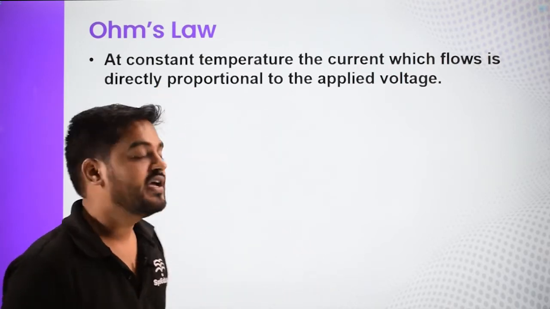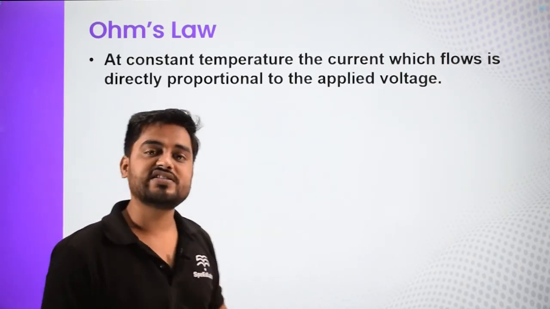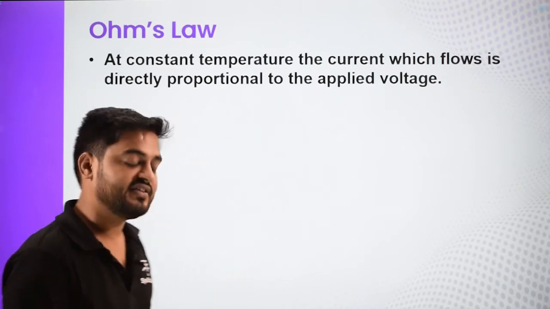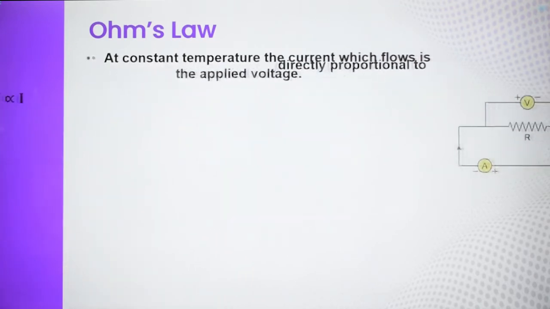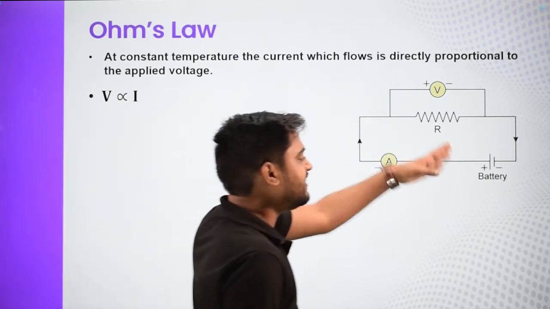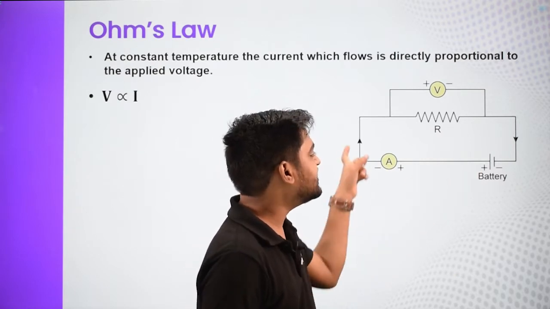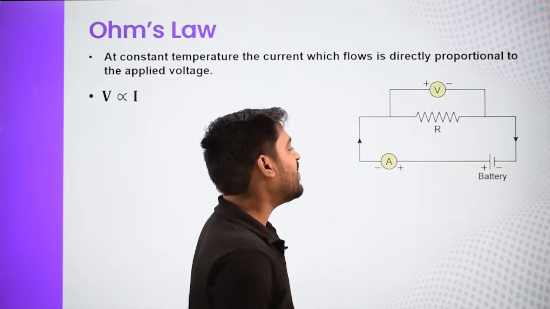Temperature has to be the same. What if temperature changes? That we will discuss later. But Ohm's law is valid only if the temperature of the conductor is not changing. Now we can simply write V proportional to I. So this is a circuit across which I applied a battery through which some current is flowing in this resistance.